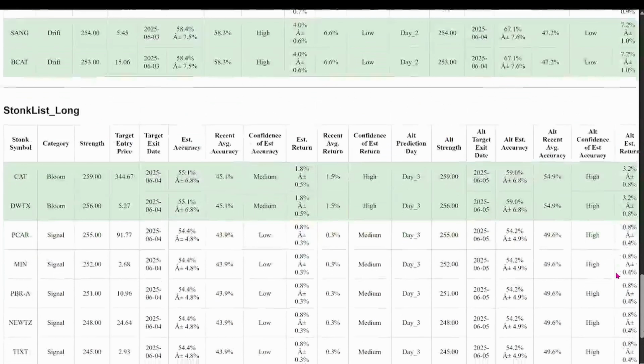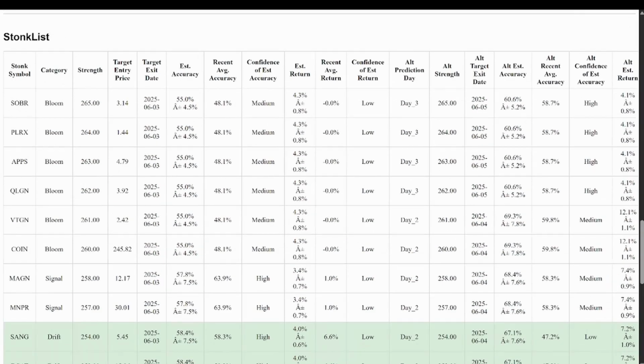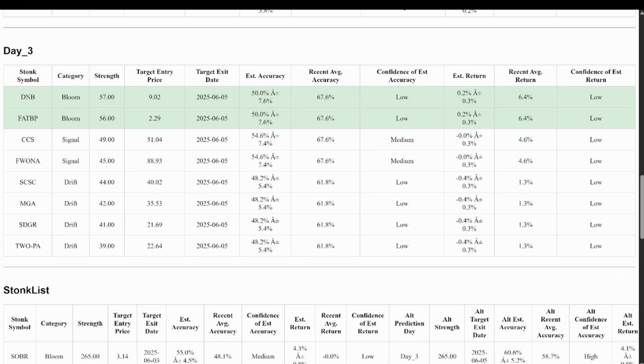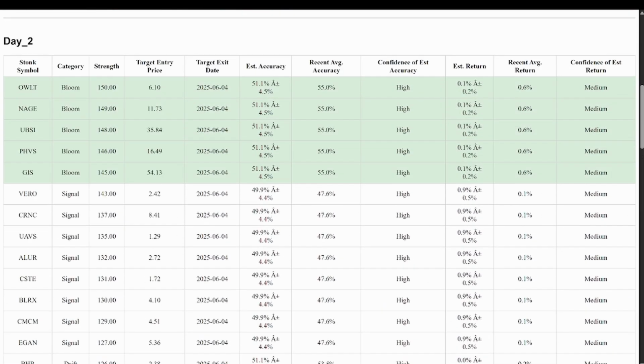Tier 2 expands coverage to days 1, 2, and 3, plus cross-day lists like Stonk List and Stonk List Long. These help you spot momentum that carries across multiple days.